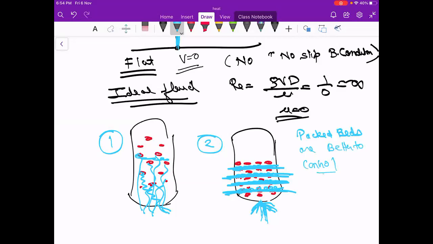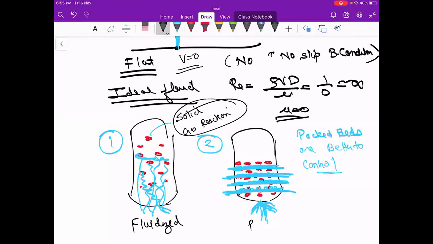Fluidized beds we use mostly for some solid gas reactions in the CRE. Basically if you see here, this first one is fluidized, the second one is the packed. So this is the thing.